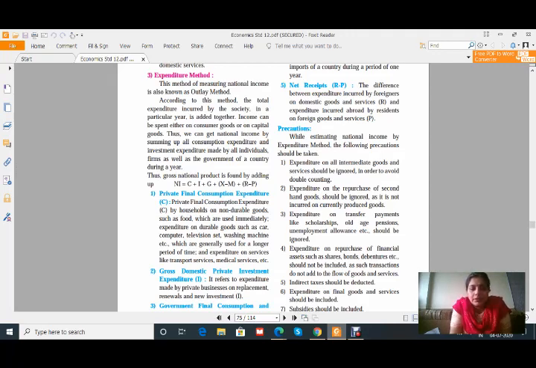Okay, the second point, gross domestic private investment expenditure. It refers to the expenditure made by private business on replacement, renewals, and new investment. See, replacement and renewals mean what? Business enterprises have a machine, and if the machine is getting older, they have two options, either to replace it or to purchase a new machine. In that case, whatever expenditure is incurred on the replacement with the new machine comes under this expenditure.